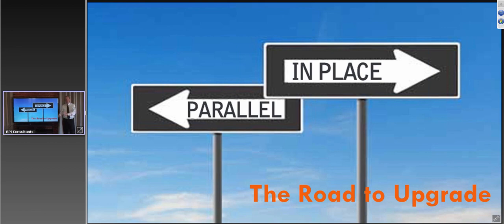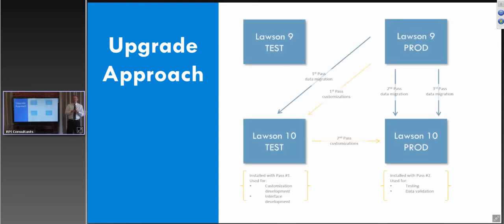With a parallel upgrade, you're going to look at building out a new environment. You have the opportunity to test everything out as a standalone system. You can do a migration pass. You can do multiple migration passes to make sure you've got everything down. So let's take a look at some example upgrade approach diagrams here.